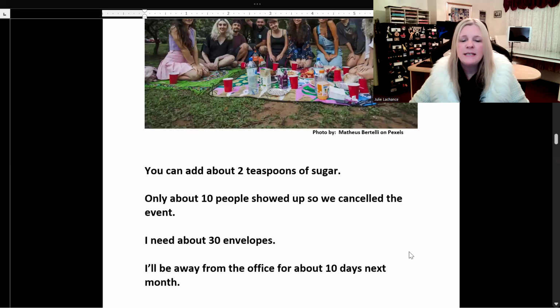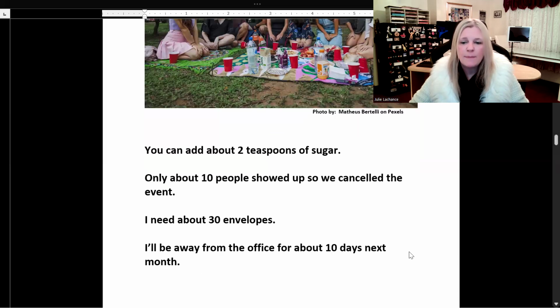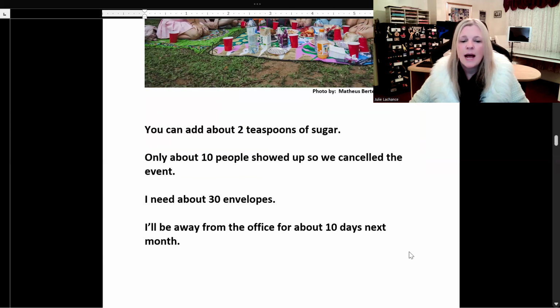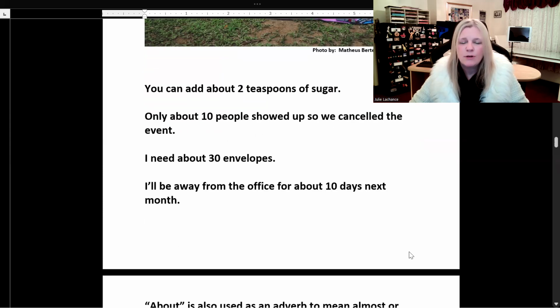You can add about 2 teaspoons of sugar. Only about 10 people showed up, so we canceled the event. I need about 30 envelopes. I'll be away from the office for about 10 days next month.